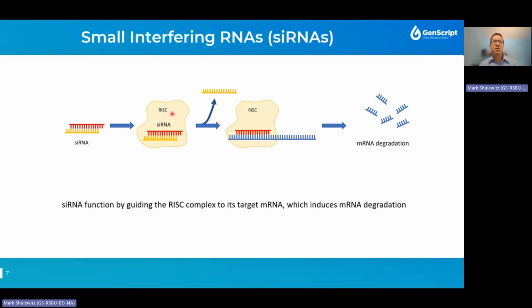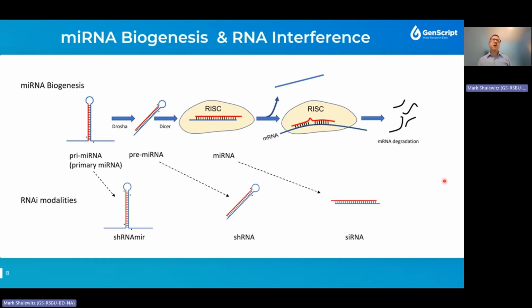So once associated with RISC, one of the strands, the passenger strand, is removed. This strand is identical in sequence to the target mRNA and is not needed for silencing. The remaining strand, known as the guide strand, is complementary to the target messenger RNA sequence, and it directs the RISC complex to recognize and bind to this target sequence. Once bound, the RISC complex now catalyzes the degradation of the target messenger RNA, effectively silencing gene expression and reducing protein levels.